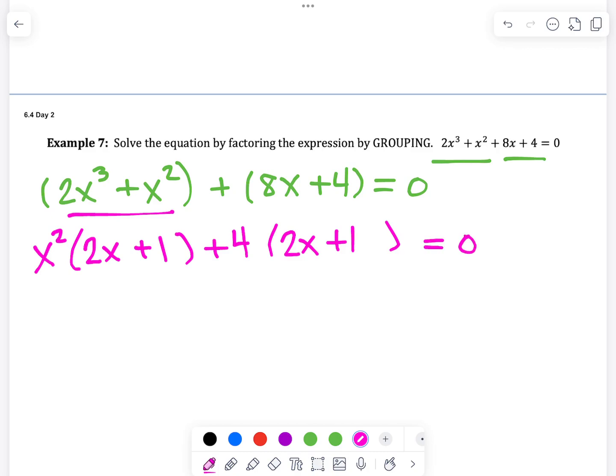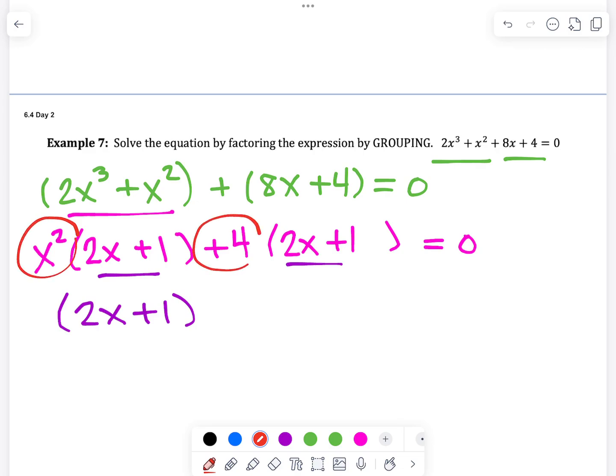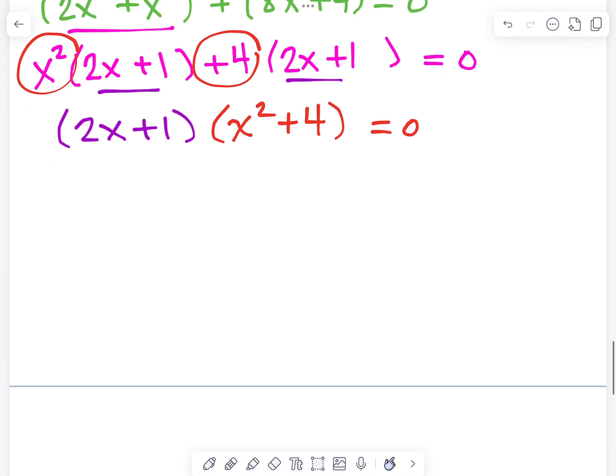Now at that point, just like the last 2 examples, the parentheses should be the same. They are now your new GCF. So you have 2x plus 1 as your GCF, and then you're left with x squared plus 4. Now you can't factor that x squared plus 4 because it's not a subtraction sign. It's not the difference of two squares.